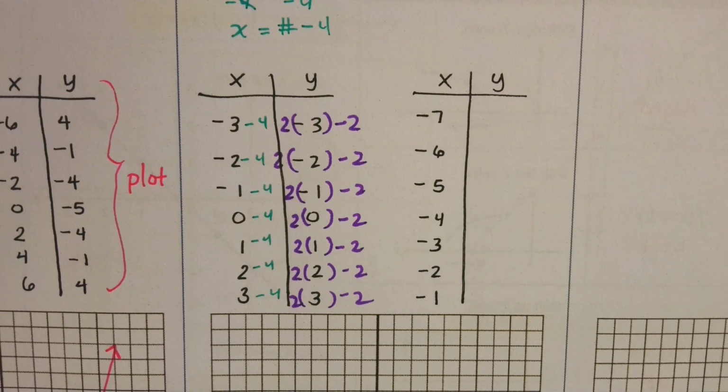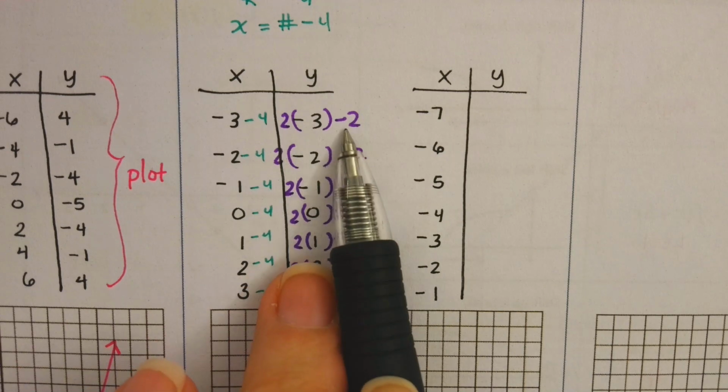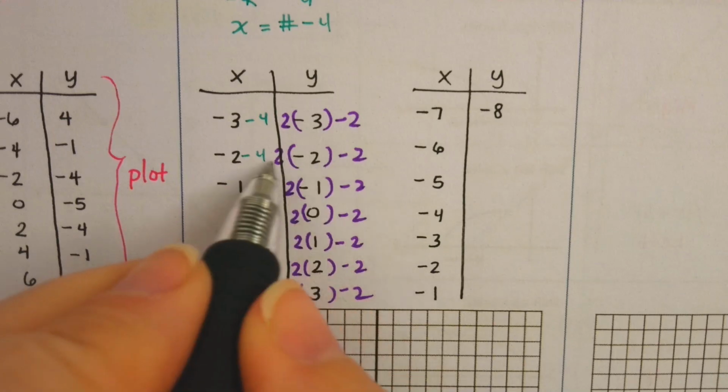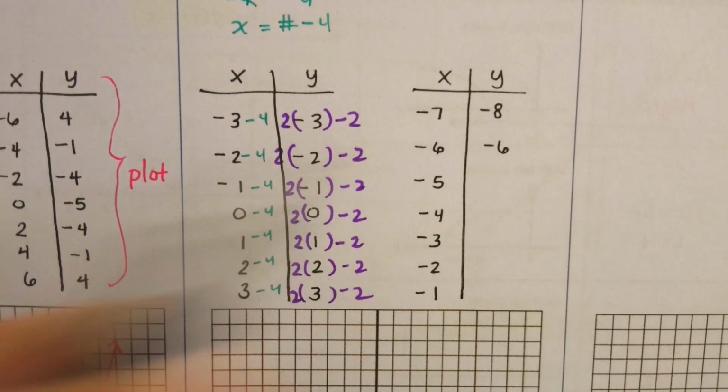Good. And then our y's, remember, we're multiplying first. So we're going to multiply by 2, then subtract 2 for those y's. 2 times negative 3 would be negative 6. And then when I subtract 2, I get negative 8. 2 times negative 2, that's negative 4. And then when you subtract 2, you get negative 6.